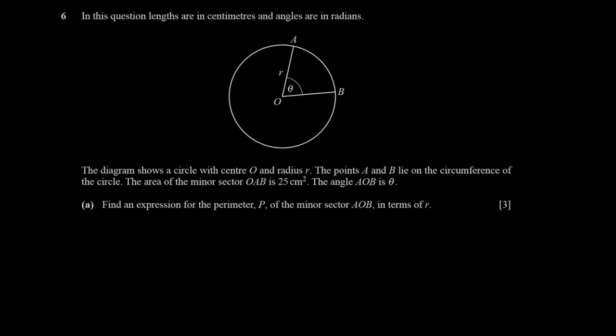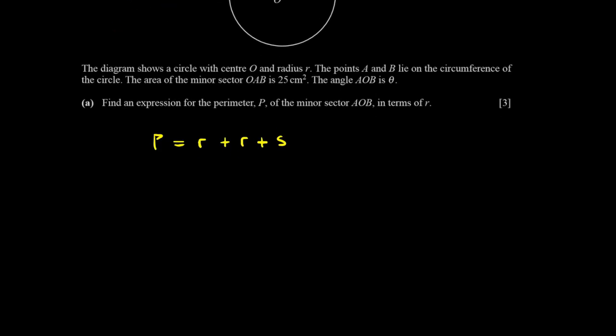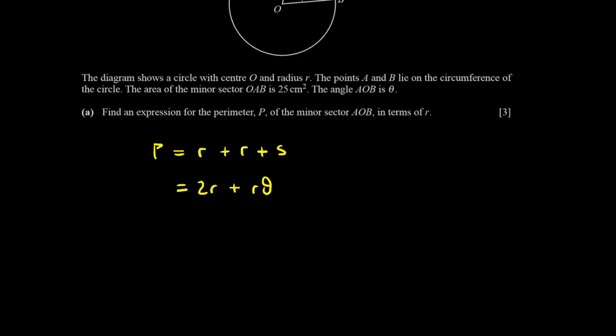So we can say our perimeter is equal to r plus the arc length. Well, we need to know our formulas, right? Firstly, the formula for the arc length is r times by theta. So what we can do is replace our arc length there and say this is 2r plus r theta. Well, okay, what we've got now is an expression in terms of r and theta, but what we need is an expression in terms of just r. So we need to get rid of that theta.